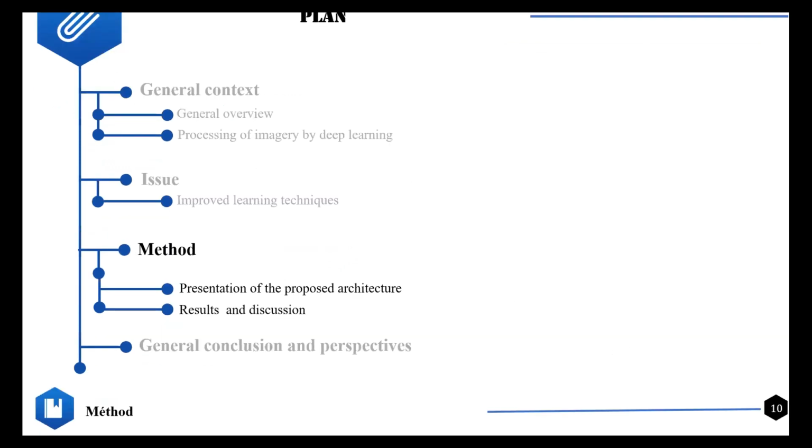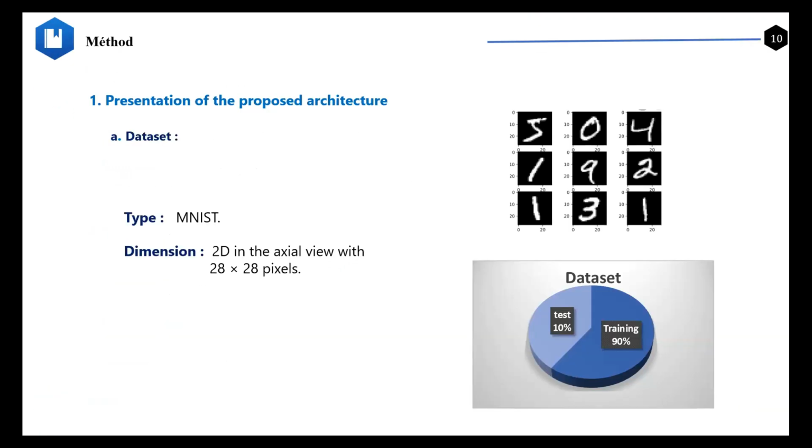So in this part, we will give you an overview of the proposed architecture. The goal of our work is to develop a recognition system based on a CNN and SVM classifier. We developed a pre-trained model by adding the SVM classifier to the last layer of the CNN neural network, and then we added a set of images to the real input set.